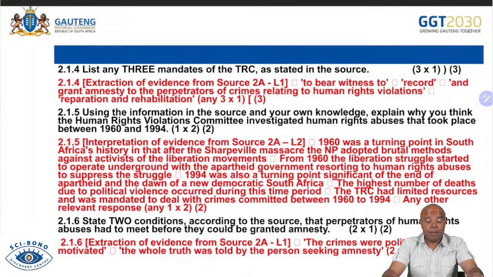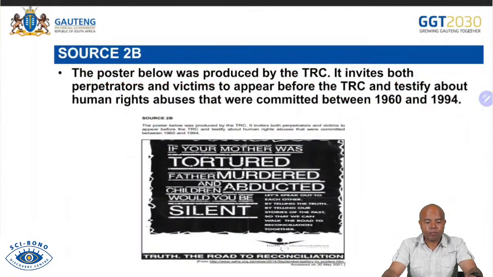The crimes were politically motivated. The whole truth was told by the person seeking amnesty, basically. Now, this is just an example of how the questions will be set up. Now, let's go to the next one.